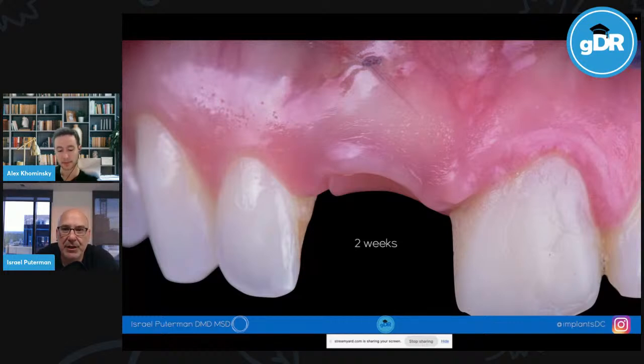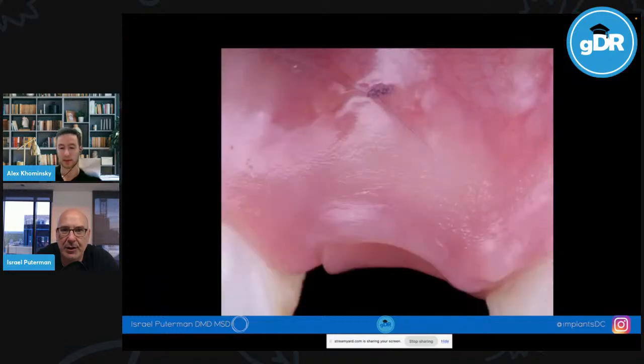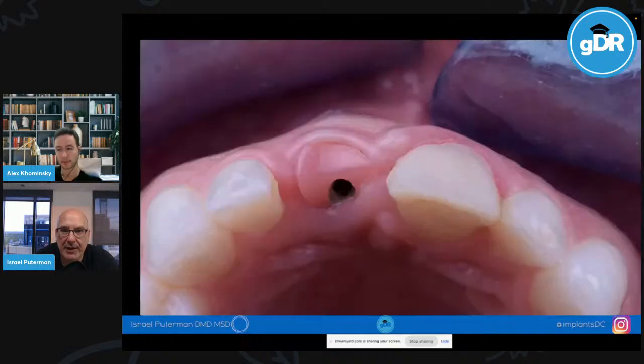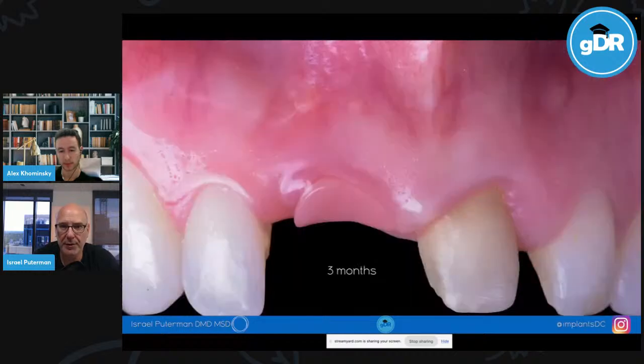So after 2 weeks, you can appreciate the nice healing. You can appreciate the lack of inflammation. Just that one suture, no inflammation around it. It looks very, very nice. Maintaining that buccal contour, a little bit of tissue overgrowth on the palate. That's not a big deal. I'm much happier to have tissue overgrowth than undergrowth.